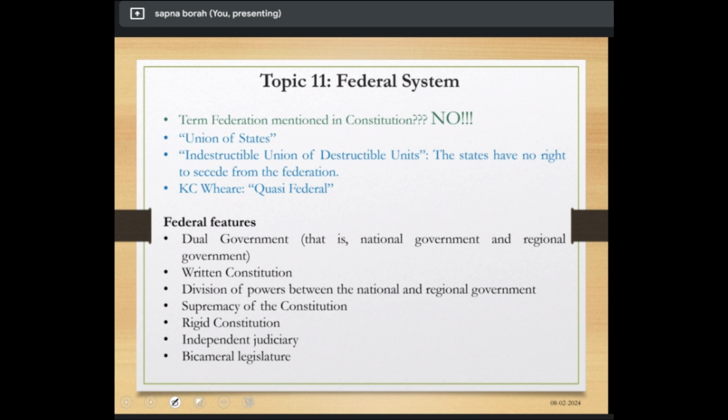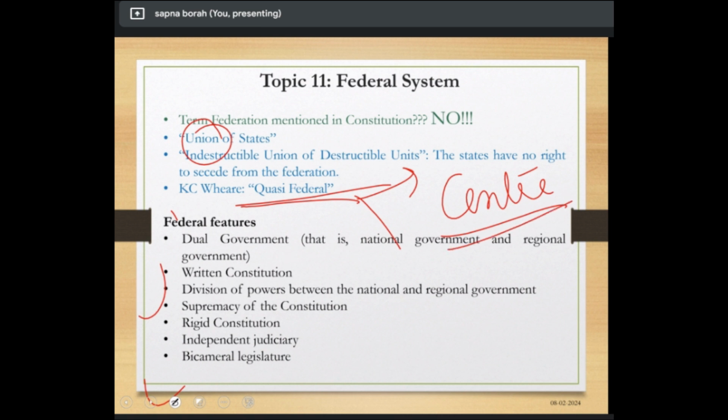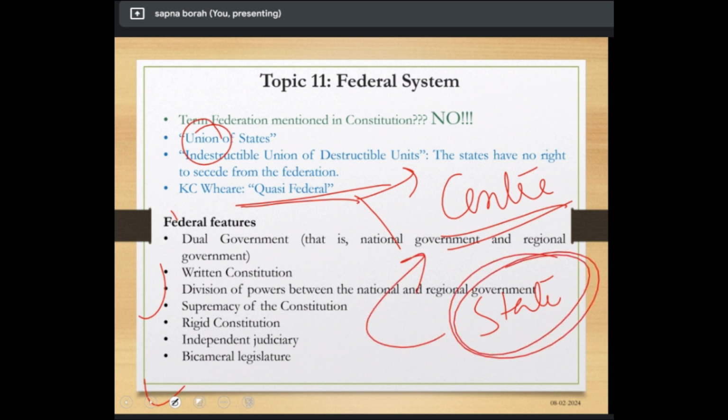Okay, so this was the definition for federal system by federation. These are the features. Now I said quasi-federal. The term also means it is partially federal. Like I said, if there is a union of states, definitely some power is with the center. At the same time, if the state has not made any agreement with the center, it definitely means that it has its own powers too.